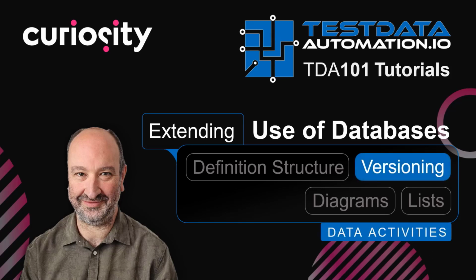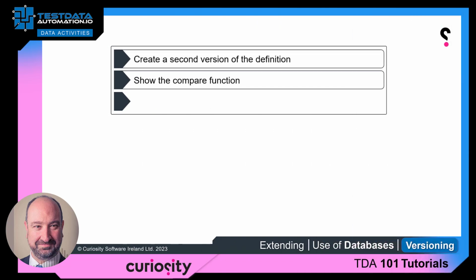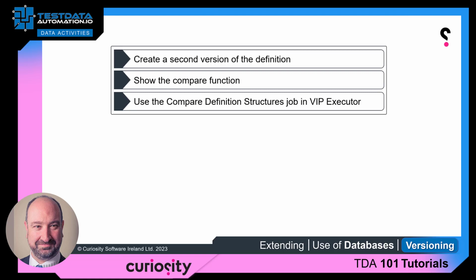We'll create a second version of the definition with an updated database and show the compare function. After that, we'll use the compare definition structures job in VIP Executor to create an Excel version of the comparison.